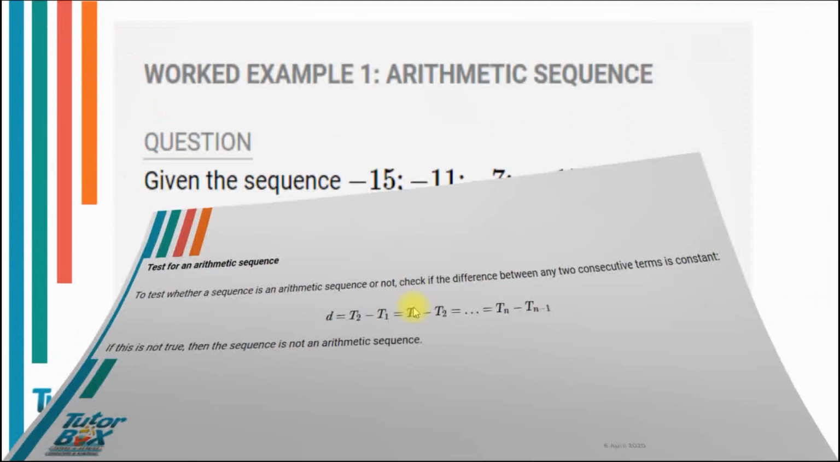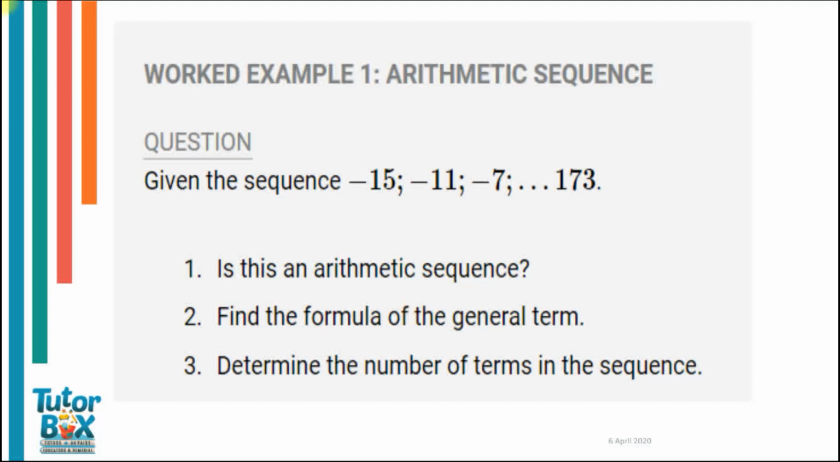Right, now let's do an example. I think this should be our last example on this. We are given the sequence minus 15, minus 11, minus 7, and it goes all the way to 173. So it stops at 173. Our first term is minus 15, second term is minus 11, third term is minus 7. This last one, however, we don't know what term it is, so we're going to call it the nth term.